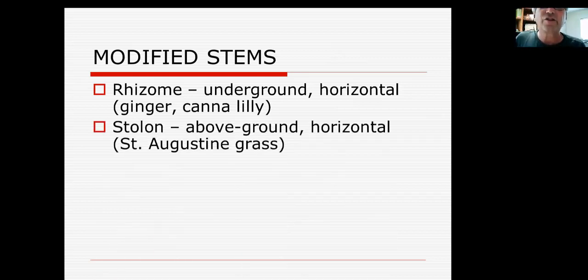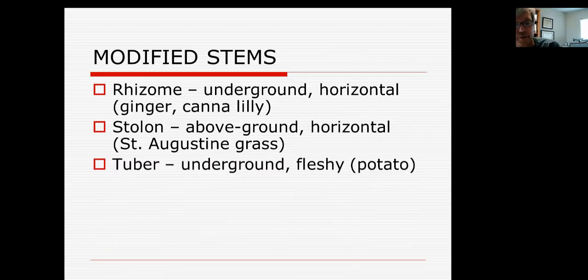And then a stolon, it's very similar, but it's a horizontal stem, but those are above ground. And St. Augustine grass is the one that we typically think of the most, but there are other grasses that have it. And like I said, Bermuda grass has both stolons above the ground and under the ground. So that's why that Bermuda grass is so prolific at times and difficult to get out of your flower beds. Just pulling the top off isn't going to do it.